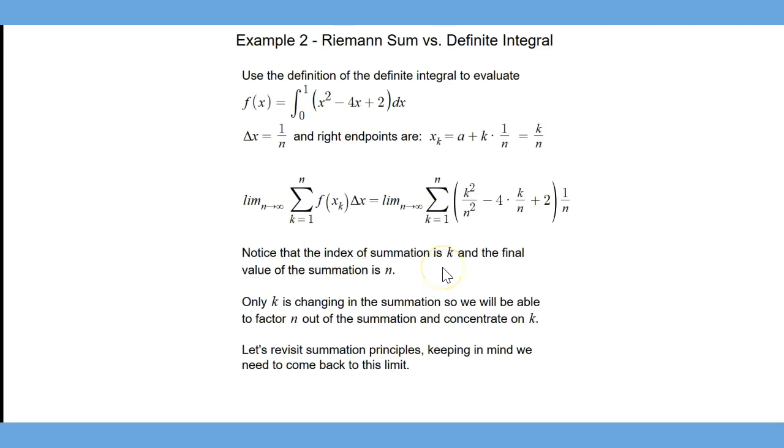This is where we're going to use those summation properties, those formulas, to simplify this thing, to find this limit. So notice a couple of things. The sum involves k and n, but only k is changing. n is the final value. So we can treat this 1 over n and these instances of n, we're going to factor those out. And we're going to just be looking at these expressions in terms of k.